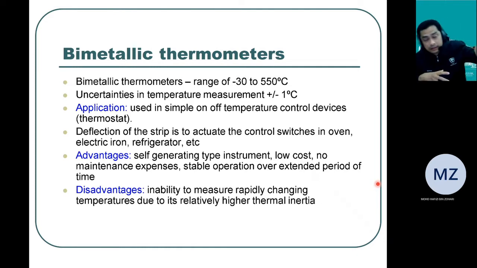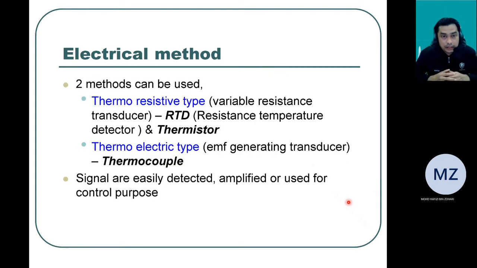And if we look at the liquid thermometers, they also have advantages and disadvantages. So you compare both, and then you can decide which one is appropriate for your application. Okay, that one is for the non-electrical methods.